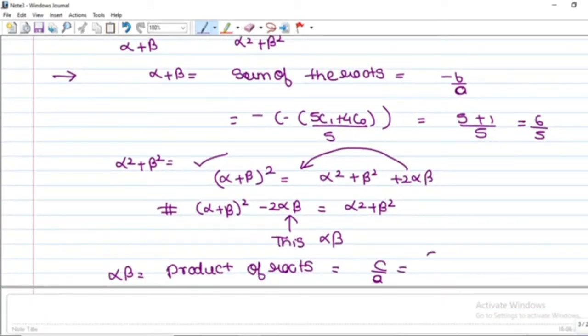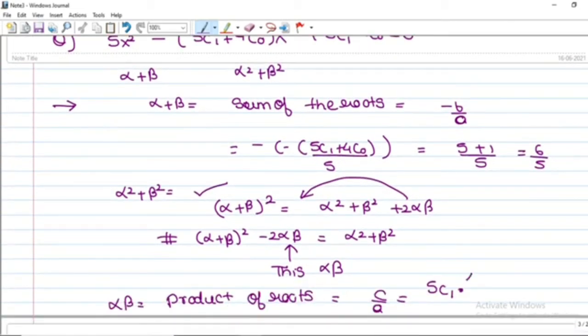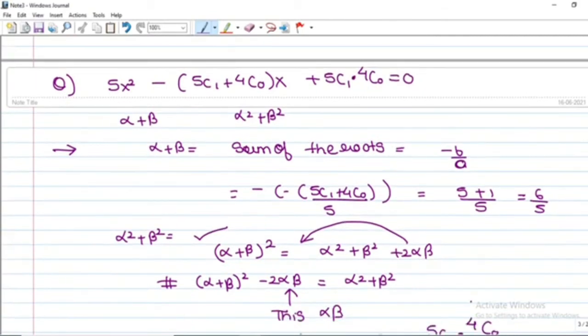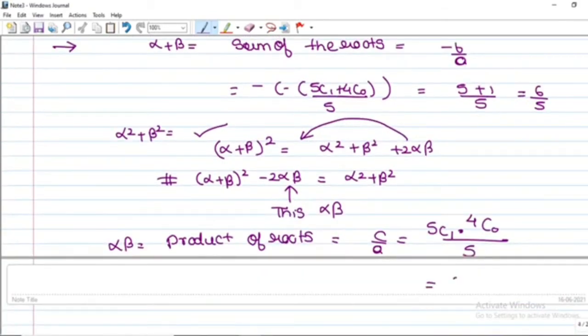5c1 into 4c0, the whole upon a is nothing but 5. Now we know this is 5, this is 1, this is 5, so our final answer is 1.